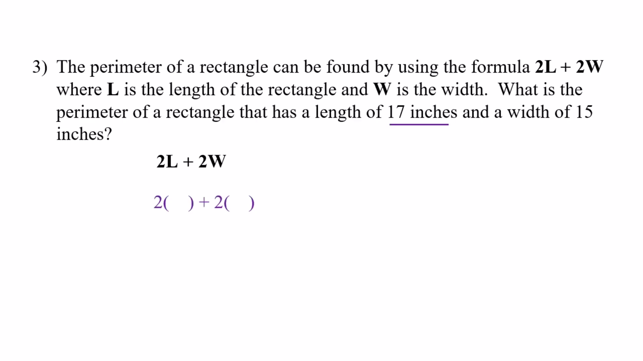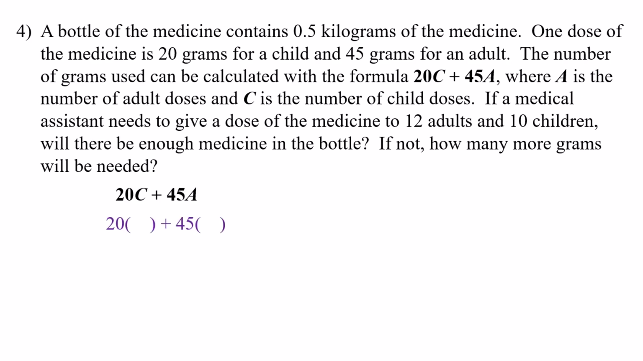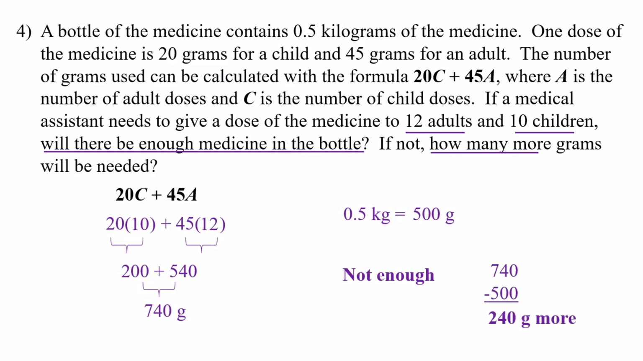To find the perimeter of a rectangle, use the formula 2L plus 2W. For a rectangle with length 17 inches and width 15 inches, the perimeter is calculated as 64 inches. When calculating medicine doses, consider the formula 20C plus 45A. For 12 adults and 10 children, the total grams needed is 740. Remember that 0.5 kilogram is the same as 500 grams. With only 500 grams available, we need 240 grams more.